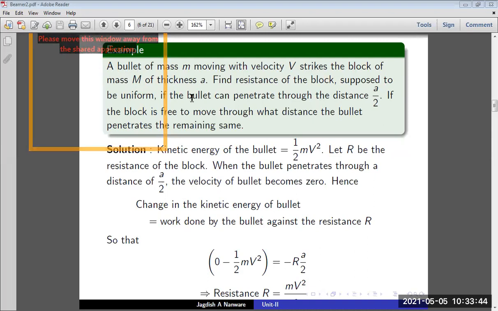supposed to be uniform if the bullet can penetrate through the distance A by 2. If the block is free to move, through what distance does the bullet penetrate the remaining? So we have to find the resistance of the block. So how do you solve this problem? First of all, to solve this problem, let us see what kind of problem is with us.